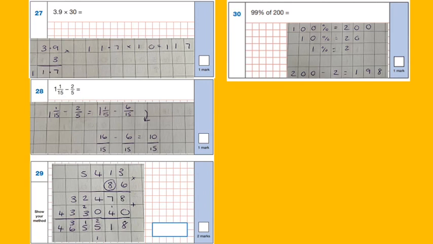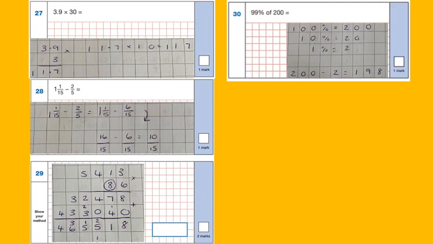And then, as you can see down below, I have converted my mixed number, 1 and 1/15, into 16 over 15, because I've got 1 whole lot of 15, that's 15, and then I've got 1/15 left over, so altogether that would make 16 15ths. So 16 15ths take away 6 15ths is 10 15ths.